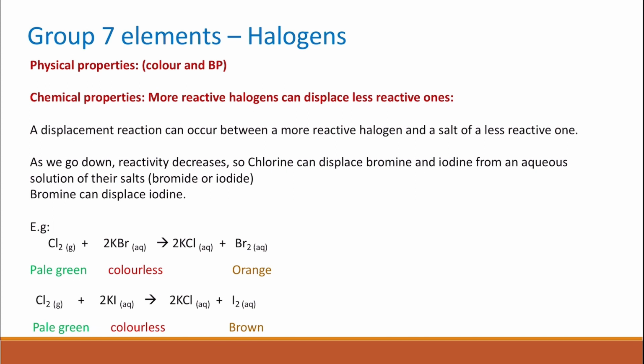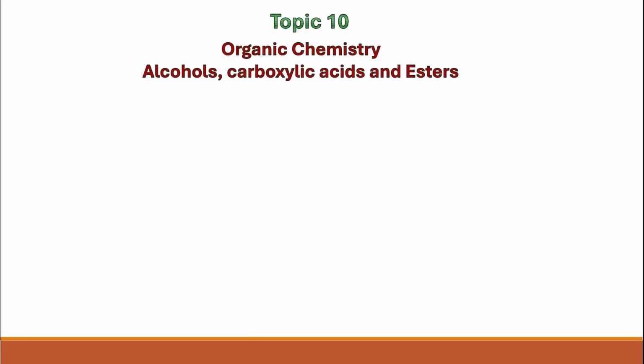So the chlorine can displace both the bromide and iodide from their salts to give bromine and iodine, and then the salt of the chlorine. So potassium chloride, in case of potassium bromide, will give you potassium chloride and bromine. In case of the potassium iodide, it will give you potassium chloride and iodine. Bromine can displace the iodide, but the iodine cannot displace either because it's less reactive.